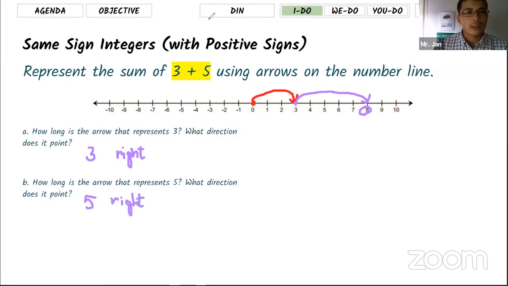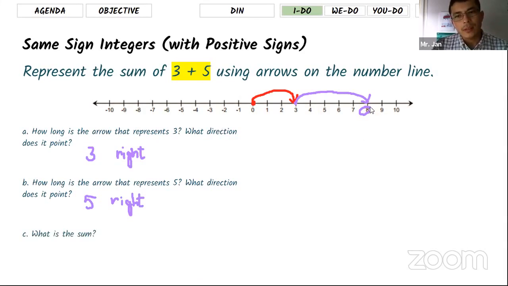And next question. What is the sum? The sum is the final destination. So this is the sum, and this is how you model it, ending at 8. So that will be your sum. So the sum is 8. You're ending at 8.